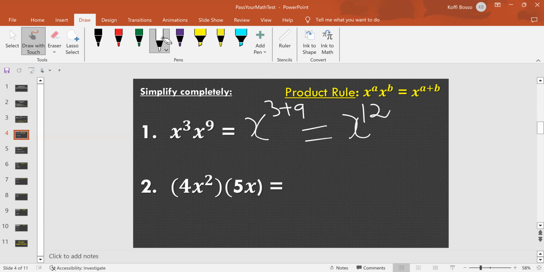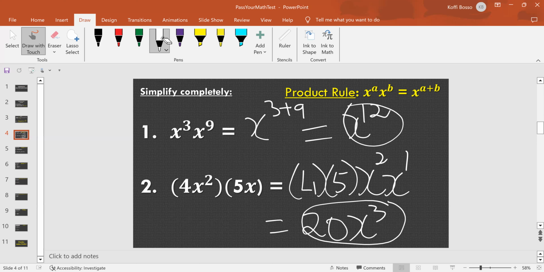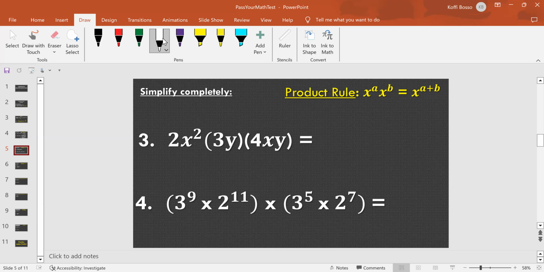For the second question, we have 4x squared times 5x. We multiply 4 by 5. Then we multiply x squared by x. So x alone has a power, which is 1. Therefore, we're going to have 20x cubed. Okay, let's see the next questions.